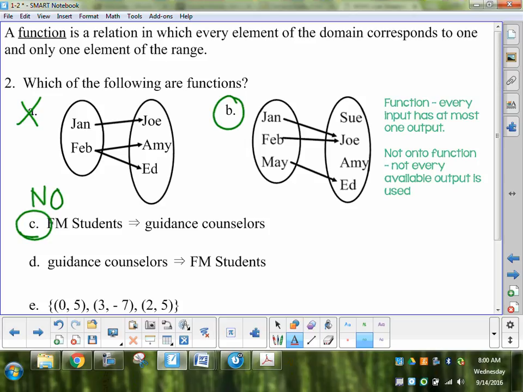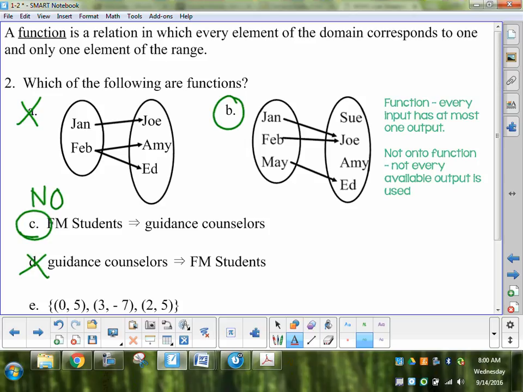Is that a function? Hands up, please, if you can tell me why this is not a function. Use your words. What do you want to say? There you go. Every guidance counselor is going to have more than one student.